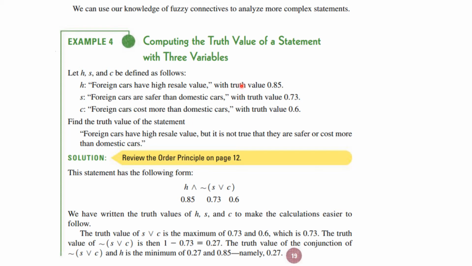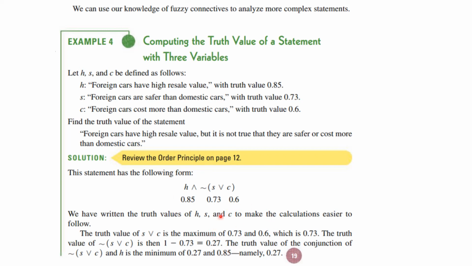So what we're going to do is translate this statement into this statement, and recall that "but" is "and" and "it's not true" is negation. So this word statement translates into H and negation parentheses S or C. And we have the truth values associated with that.